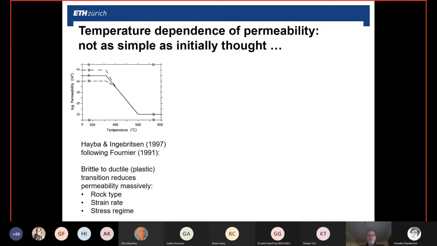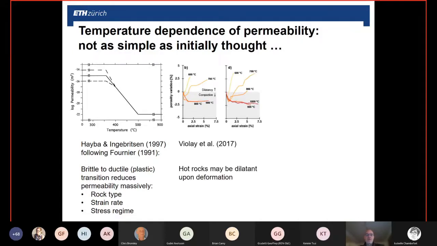Now then, with time, people did more studies, and this became, well, not obsolete, but it was realized it's too simple a view. Marie Violay and her people in Lausanne are quite active. They found, for example, that if you deform basalt or granite, when you go into the plastic regime, you may nevertheless have some dilatancy for temperatures as high as 600 or 700 degrees C. So porosity increases, although you're actively deforming the rock in the plastic regime. So there's some potential that we don't lose that permeability that rapidly.